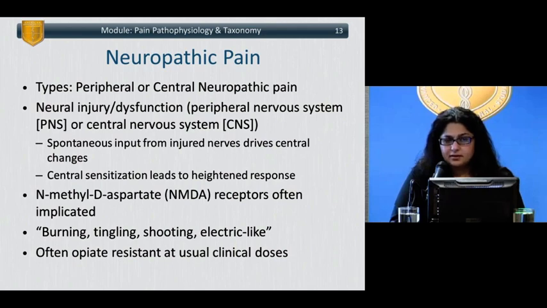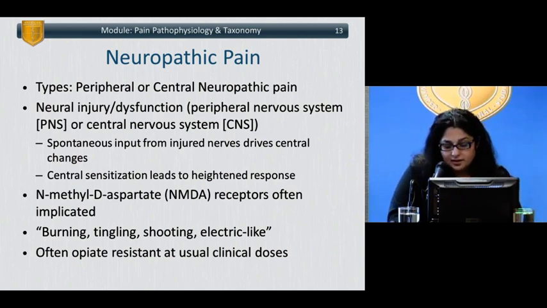Other types of pain are neuropathic in nature. Neuropathic pain, again as defined by the International Association for the Study of Pain, is pain caused by an injury to the somatosensory system, whether it be the peripheral nervous system or the central nervous system. Oftentimes, it can lead to central sensitization, and the N-methyl D-aspartate receptor has been implicated in this type of pain.